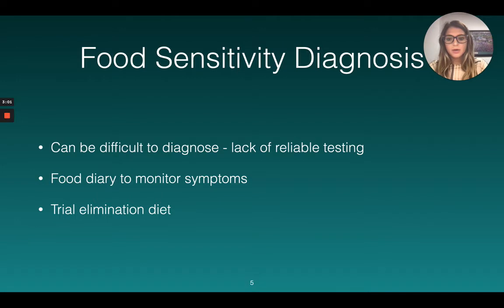And then people can eliminate some of the most common food sensitivity food items, and then slowly introduce them one at a time to see if a particular food item is causing any type of reaction. So that's another way to evaluate if or what item is causing a reaction within the body.